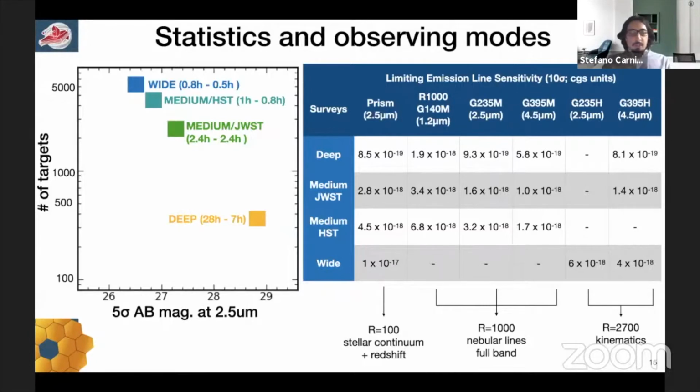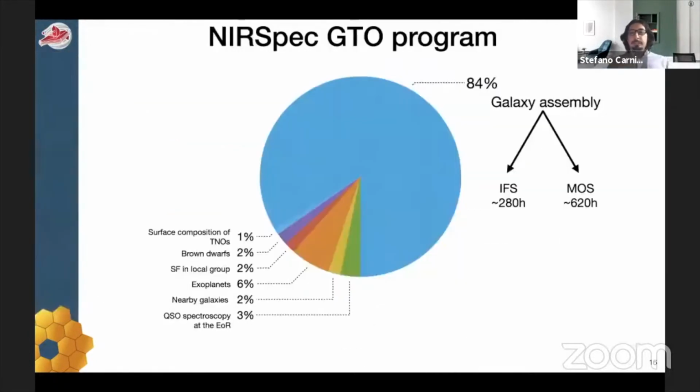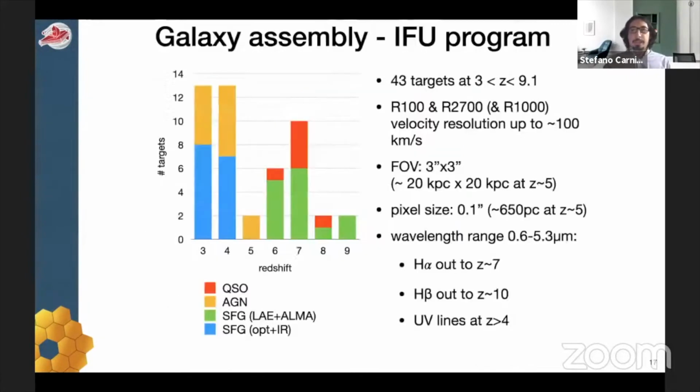So this is what about the MOS. As you can see from the figure, we also have several hours for the integral field spectroscopy mode. In this case, the idea is to study the spatially resolved properties of high-redshift galaxies. For cycle 1, we already selected 43 galaxies between redshift 3 and 9.1. We saved several hours also for cycle 2.